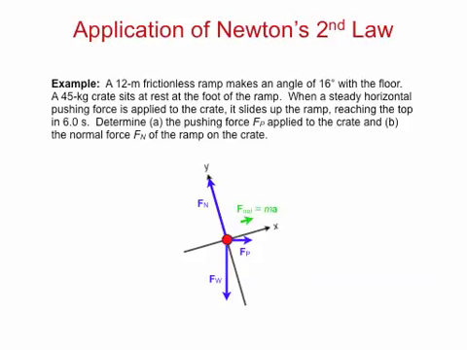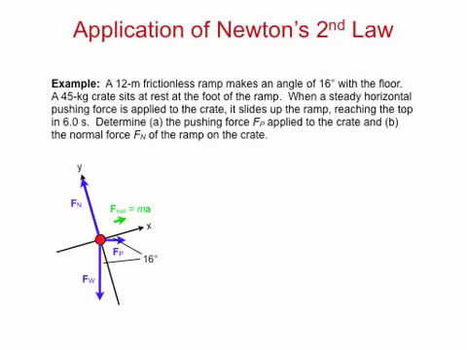Note that we expect it to point up the ramp because the object's acceleration points that way, and net force and acceleration always point in the same direction. Okay, now we have a complete free body diagram for the crate. We now use this diagram to help us write down the x and y component equations for Newton's second law as applied to this problem.